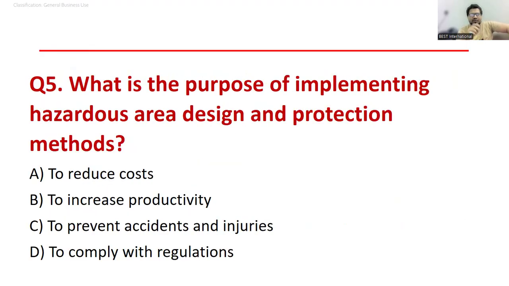Now, question number 5. What is the purpose of implementing hazardous area design and protection methods? To reduce cost, to increase productivity, to prevent accidents and injuries, to comply with regulations. I told you sometimes it seems all four are correct, but which one is most correct? That is your challenge to identify, select, or choose.